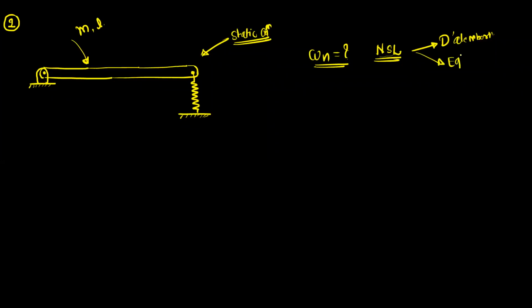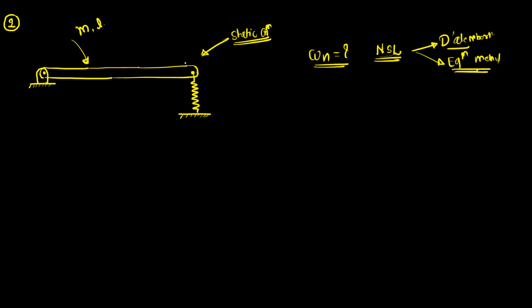Or this is written as the equilibrium method. In some books, the problem is solved with the help of D'Alembert's or the equilibrium method. For this system, in order to find out the omega n, first we need to draw the displaced position for the oscillation. What is the displaced position? We need to visualize that if you give an angular or linear displacement to the given mass, then the system will start oscillating.